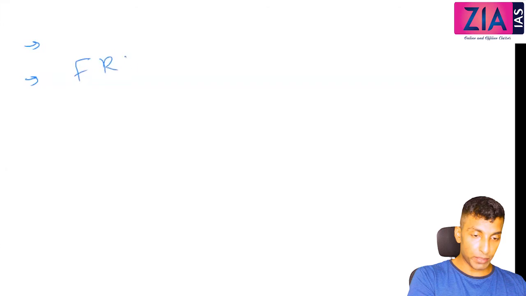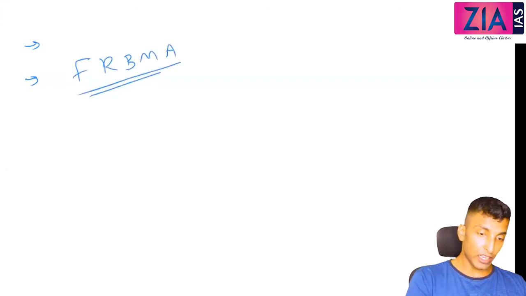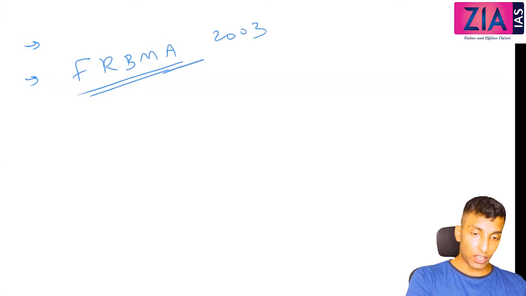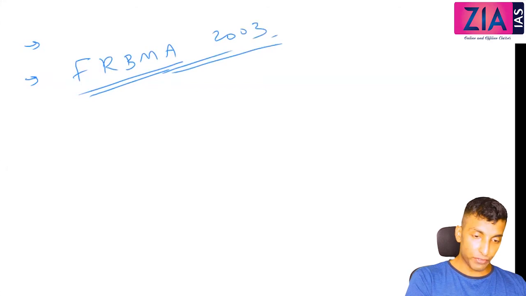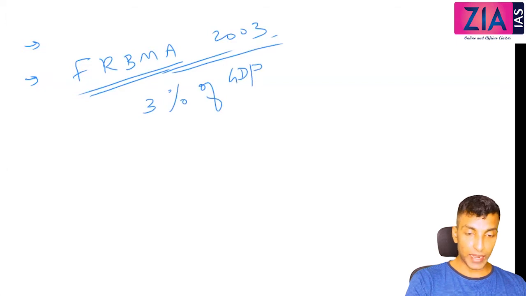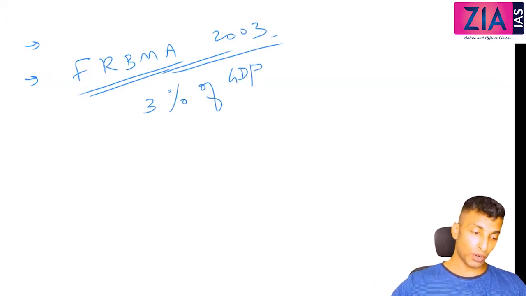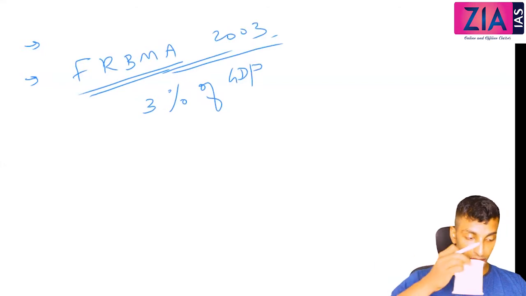Okay, one more line. This point we will discuss in detail later. We will discuss the FRBM Act. So just write one more line which is connected to fiscal deficit here. As per the Fiscal Responsibility and Budget Management Act, FRBMA 2003, the government has to reduce fiscal deficit to 3% of GDP or less by 2008.